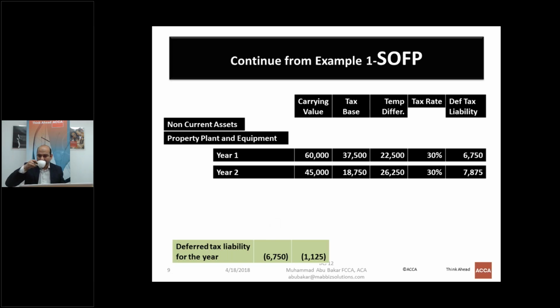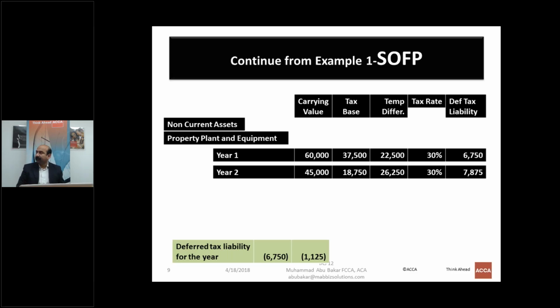Muhammad is asking, sir, can you also show the double entry for each year? Yes, why not, Muhammad Hassan. See, the double entry for each year will be, let me finish with this slide, then I'll go back to the earlier slide to explain the double entry, no problem.